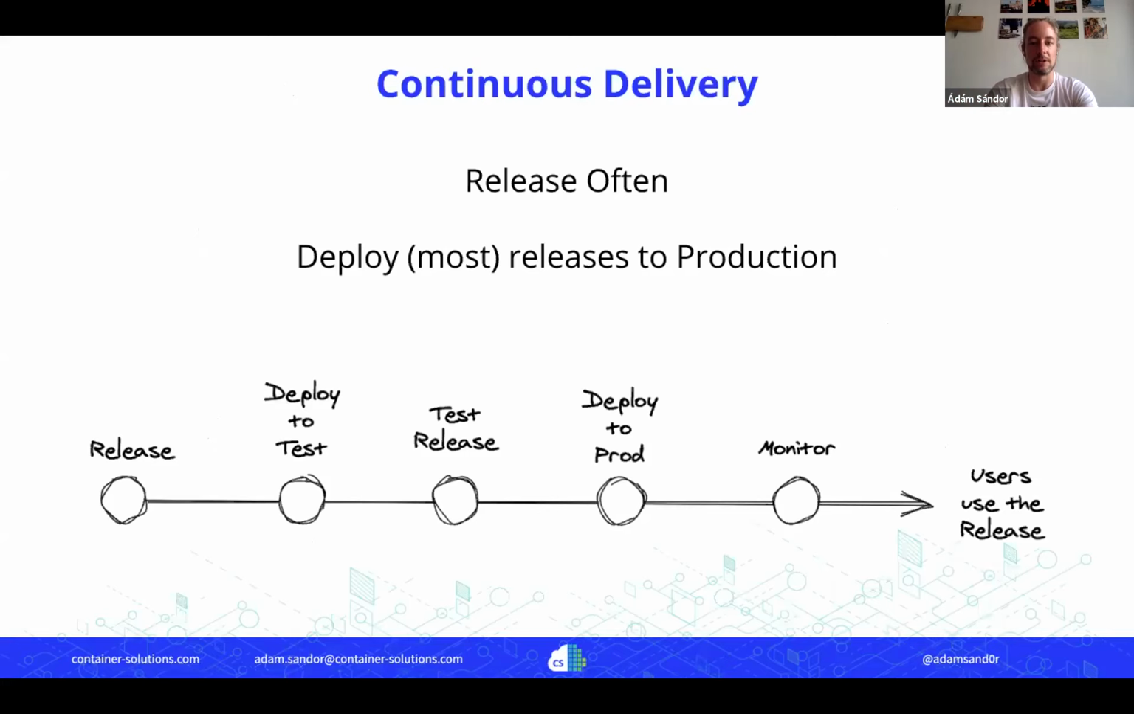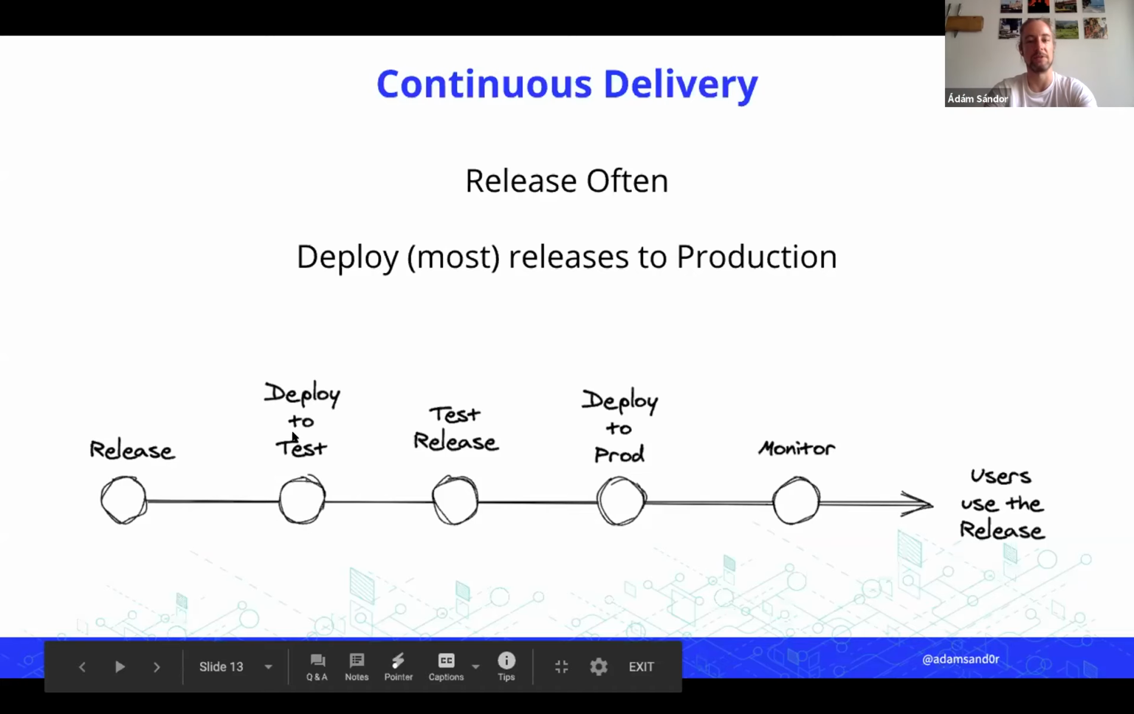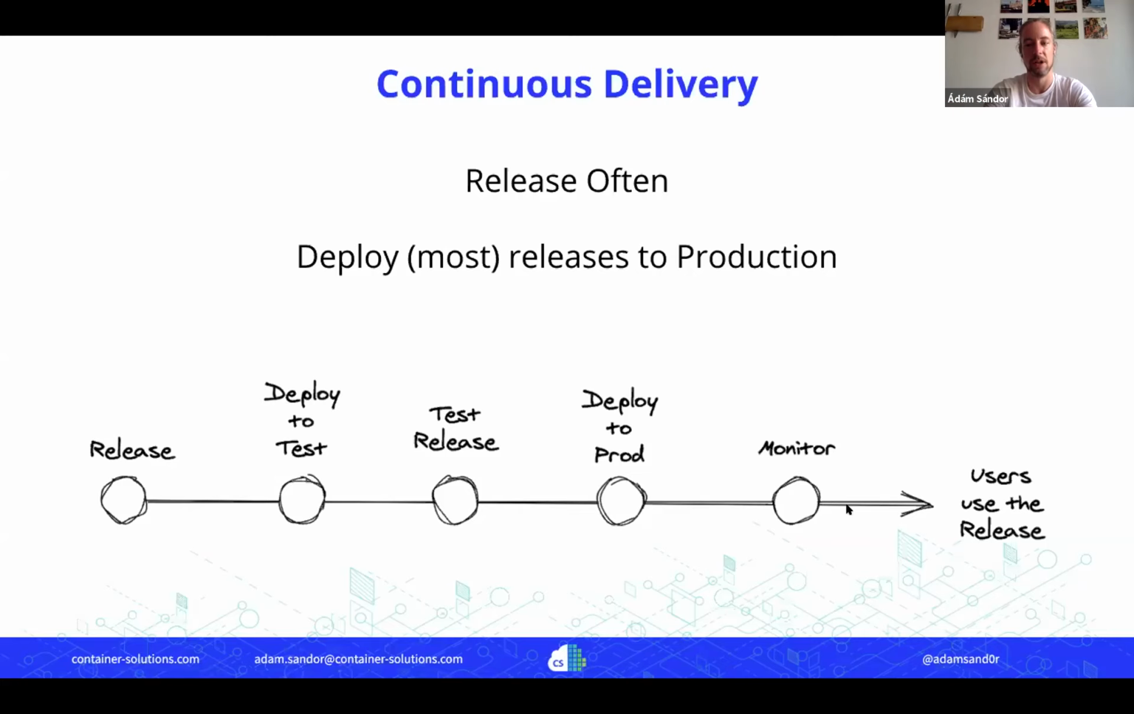Most importantly, release often to reduce risk. Deploy most of your releases to production. So basically every build of an application should be a release candidate that, if it passes the CI/CD pipeline, just gets deployed to production. And the CD pipeline looks like this. You release your software, deploy to a test environment, which should be similar to production, test it, deploy to production, and then monitor the software and users can use it. Very simplified. There could be more steps, more environments, but in a gist, this is it.